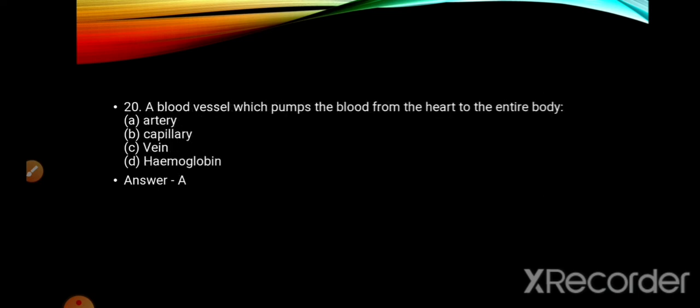Next, a blood vessel which pumps the blood from the heart to the entire body. So, the main blood vessel is the artery. Artery is the blood vessel which carries the blood from the heart to the entire body. The biggest artery present in human beings is the aorta. Aorta is the biggest artery in humans, and it helps the purified blood to be supplied all over the entire body. Okay.